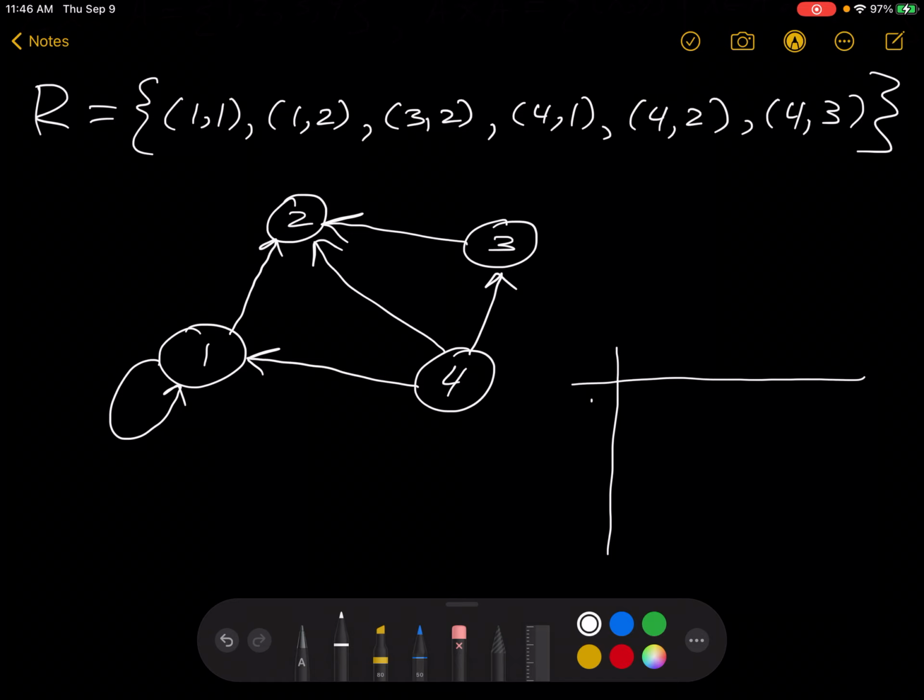So I'll make this table here. 1, 2, 3, 4 across the top, and 1, 2, 3, 4 down the side. The column on the left, this is where we start. And the top row, this is where we end. So starting at 1, is there an edge that starts at 1 and ends at 1? Yes, there is. That one right there. So we put a 1 there. Now moving on to this next entry here. Is there an edge that starts at 1 and ends at 2? Yes, right there.